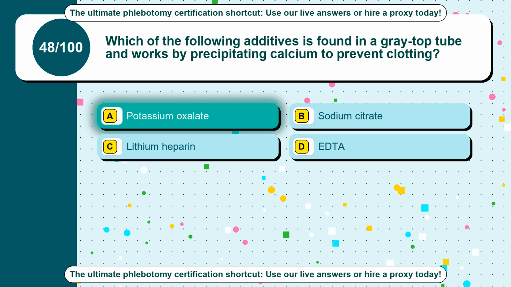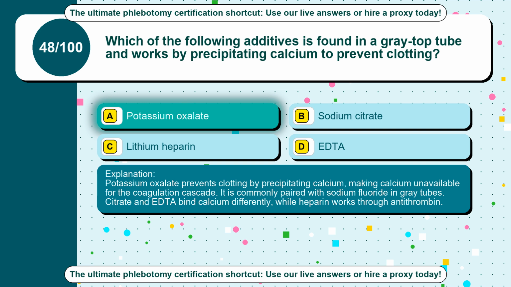Potassium oxalate. Potassium oxalate prevents clotting by precipitating calcium, making calcium unavailable for the coagulation cascade. It is commonly paired with sodium fluoride in grey tubes. Citrate and EDTA bind calcium differently, while heparin works through antithrombin.